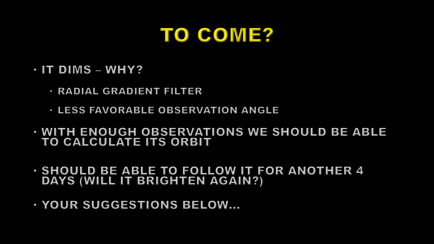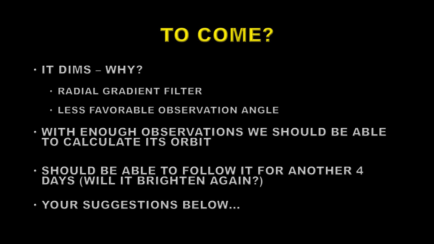So what can we expect? Remember, the object dims as it approaches the center of the field of view. That could be for a number of reasons. First of all, the filter that the C3 instrument uses has a radial density gradient. So as it gets closer to the center of the field of view, the amount of absorption that the filter has is increased. So anything, even if it's a constant intensity, would appear dimmer as it gets to the center of the field of view.